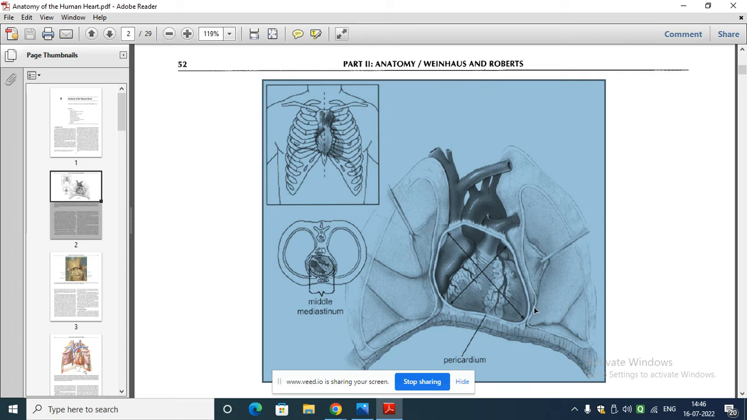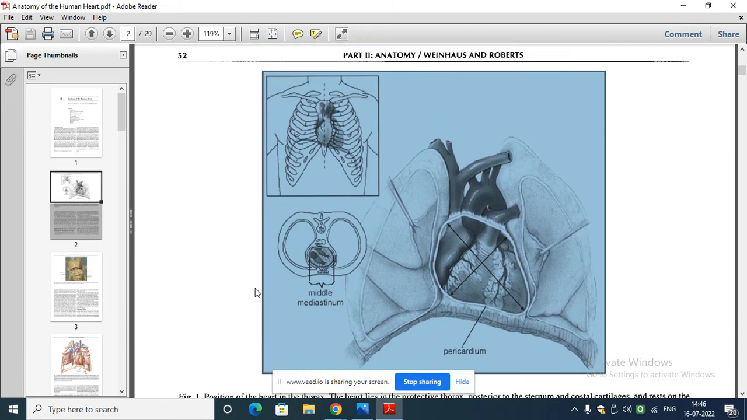The left border is oblique and curved. You can see this curve from the apex. It is formed mainly by the left ventricle and partly by the left auricle. It separates the anterior and left surfaces of the heart. It extends from the apex to the left auricle.